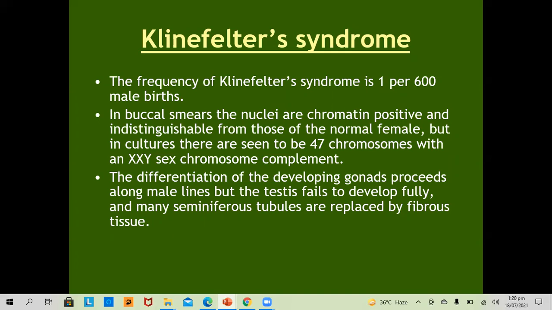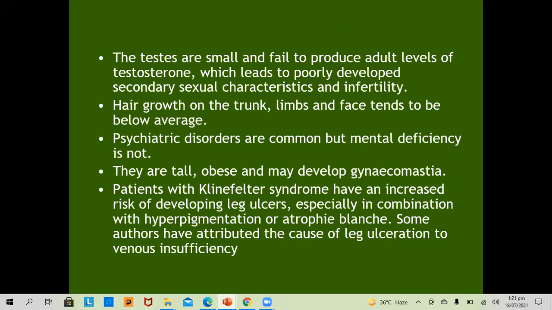The differentiation of developing gonads proceeds along the male line, but testes fail to develop fully, and many seminiferous tubules are replaced by fibrous tissue. The testes are small and fail to produce adult level of testosterone that leads to poorly developed secondary sexual characters and infertility. The hair growth on the trunk, limbs, and face tend to be below average.